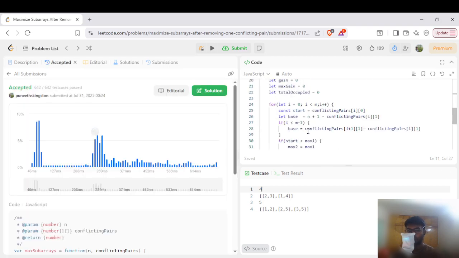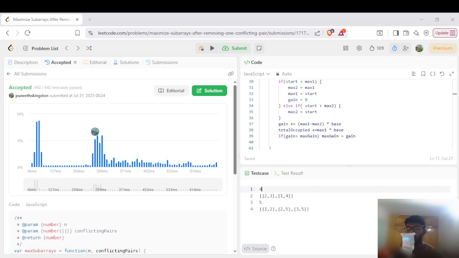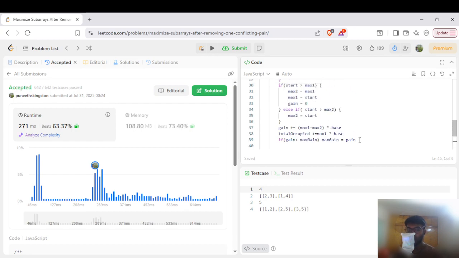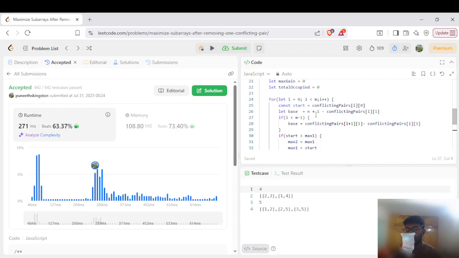As you can see, the solution gets submitted. Time complexity of the solution would be m log n, as we have sorting which takes about m log n time, and space complexity would be O of n. And I hope you understood this solution. Please let me know in the comment section if you feel there is any piece of logic that you did not understand. I am hoping that you would understand these set of formulas just to compute the gain and the total occupied, and the rest of the things would be purely intuitional.